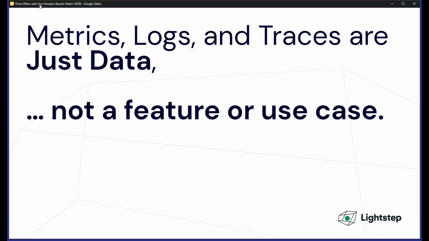Metrics and logs and traces are important, but they're just data. They're not features. They're not use cases. We can collect all of those things and we can aggregate them. We can sort and search and do all sorts of stuff with them. But if we can't be intelligent about how we consume the data, then it's not really that useful to us.